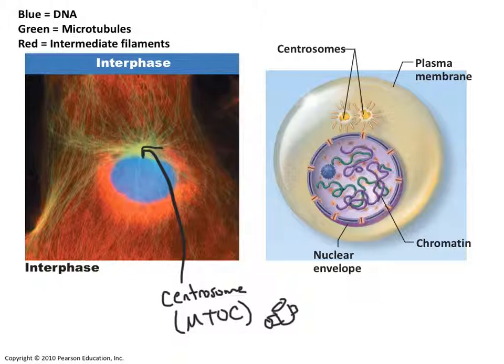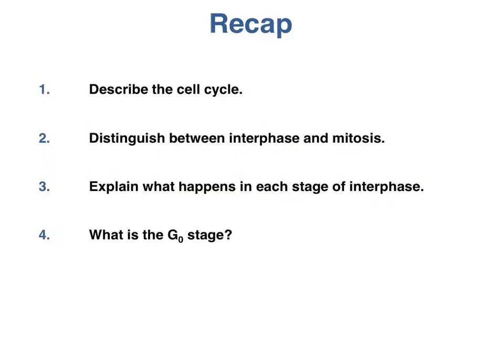At the end of interphase, the stage is set for mitosis. Alright, after studying this video, you should be able to answer these questions. Talk about the cell cycle, distinguish between the two major stages of the cell cycle, explain what happens in interphase, and talk a little bit about the G0 stage.